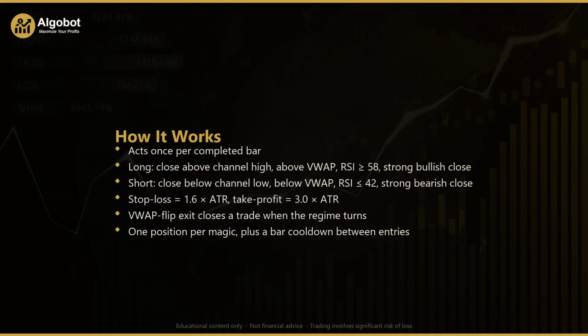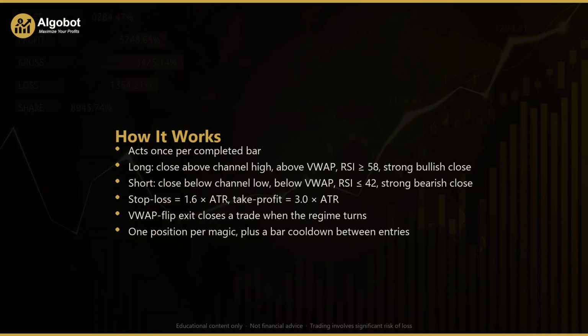A short entry is the exact mirror image. The close must be below the recent channel low, below the VWAP. The relative strength index must be at or below 50 minus the margin, so 42 or lower by default, and the bar must close weakly near its low.